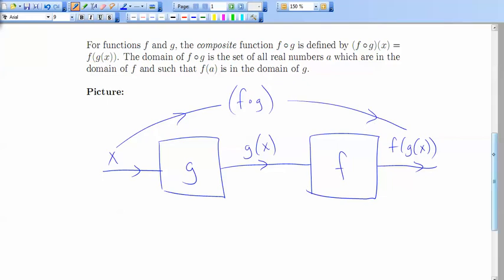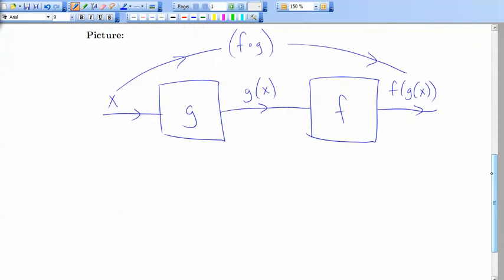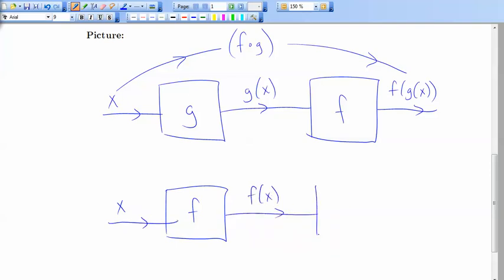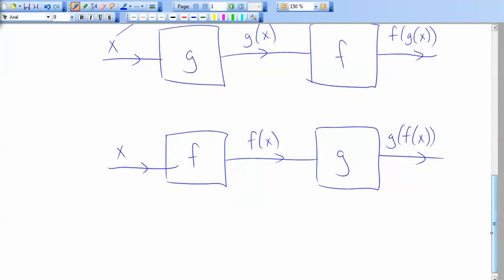But the order actually matters, so we could also have it go the other way. We could put our input into f first. Out of that will come f of x, and then we take that f of x and put it as the input into g, and we get g of f of x. Even though it looks very similar, these two things can be quite different. What we've got here is g of f. That's the name of our function. It takes an x and produces g of f of x. Let's take a look at some concrete examples.